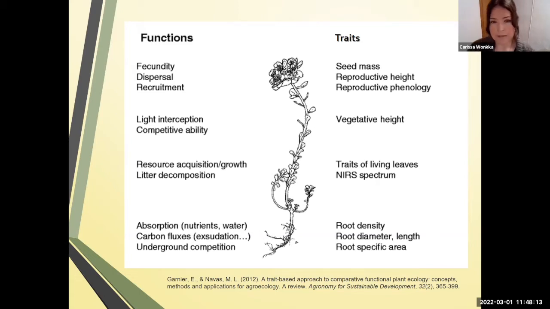And then litter decomposition is often looked at by the near infrared spectrum, where they can determine the litter composition by looking at different ratios of infrared spectra. And then things like absorption, carbon fluxes, underground competition. We think about plant soil interactions and how the plant interacts with the microbes and the nutrients there. And then we can measure traits like root density and root diameter. So those are some of the traits and how they relate to functions.